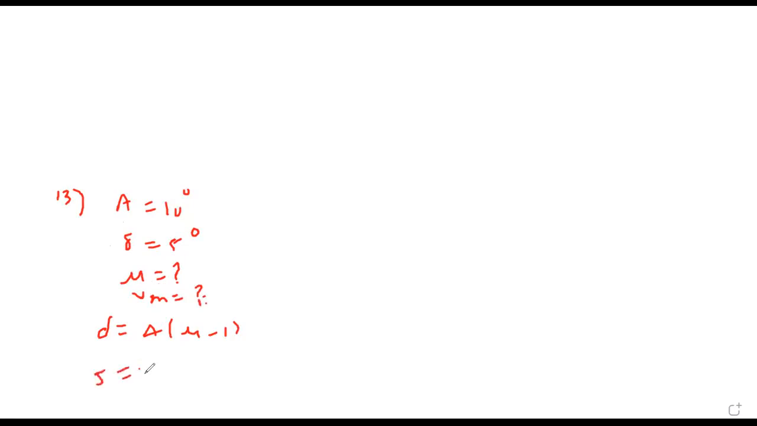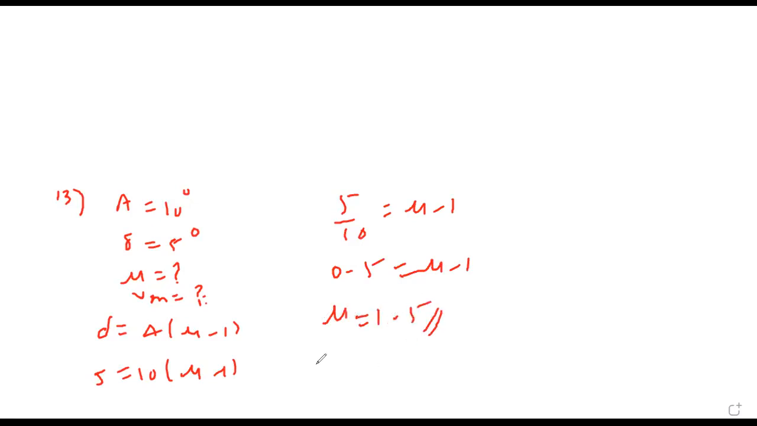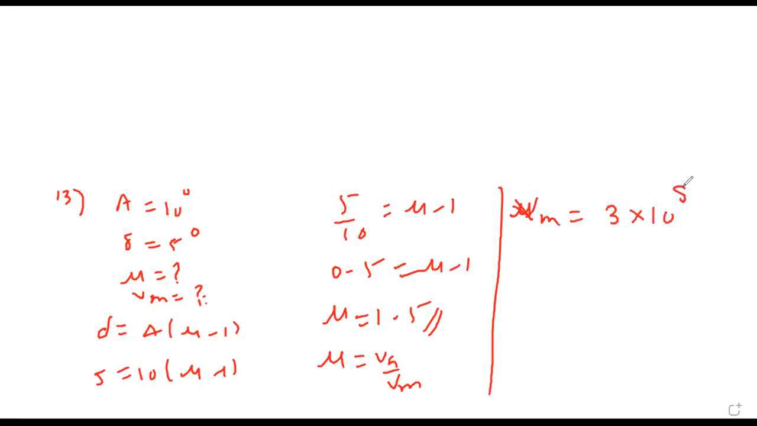Delta is 5, A is 10, mu minus 1. So 5 upon 10 is mu minus 1, 0.5 is mu minus 1. Mu equals 1.5. Then mu is velocity in air upon velocity in medium. So velocity in medium is V in air, which is 3 into 10 raised to 8, upon 1.5, that is 2 into 10 raised to 8 meter per second.